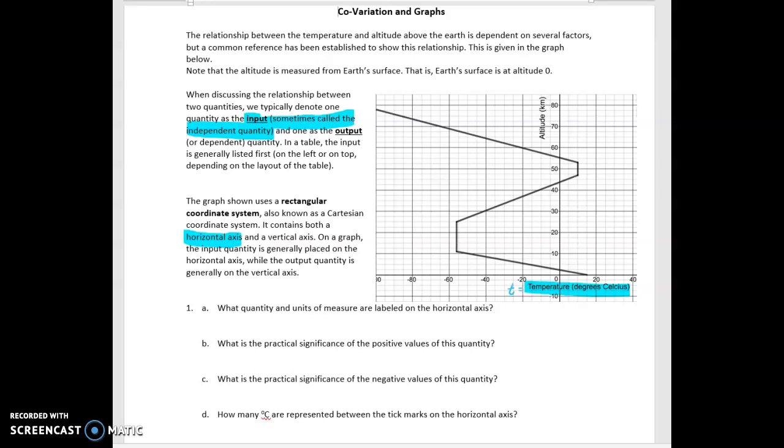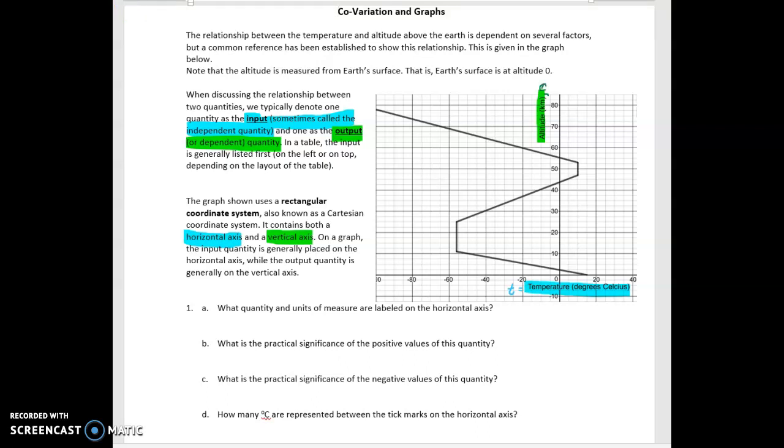And then my output, which I'm going to do in green, is called the dependent quantity or the dependent variable. And that is always along the vertical axis. Okay, so in this case, this is the altitude. And again, we need a letter. So we'll call it A.